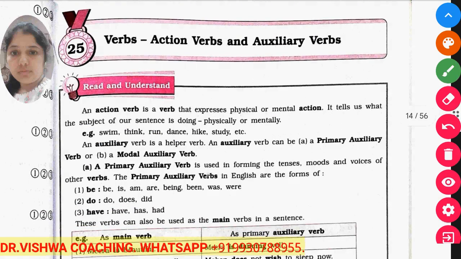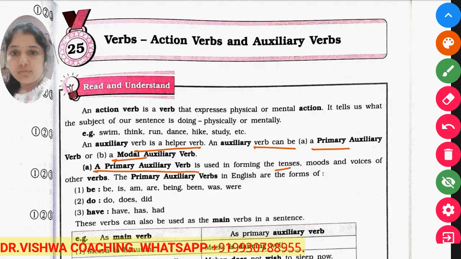Okay, and an auxiliary verb is a helper verb. It helps the verb to do the actions. So there are two types of auxiliary verb, primary and modal auxiliary verb.